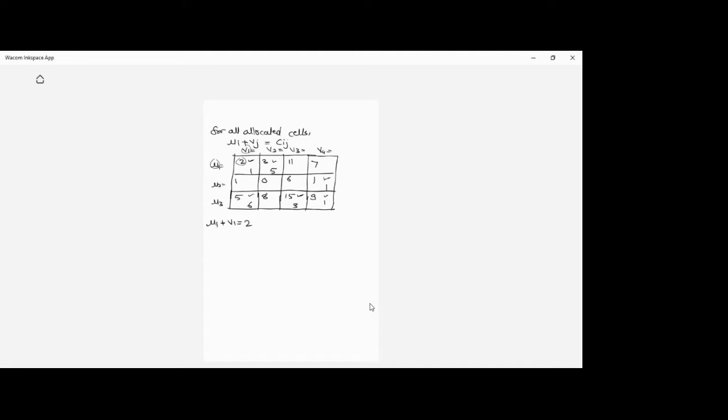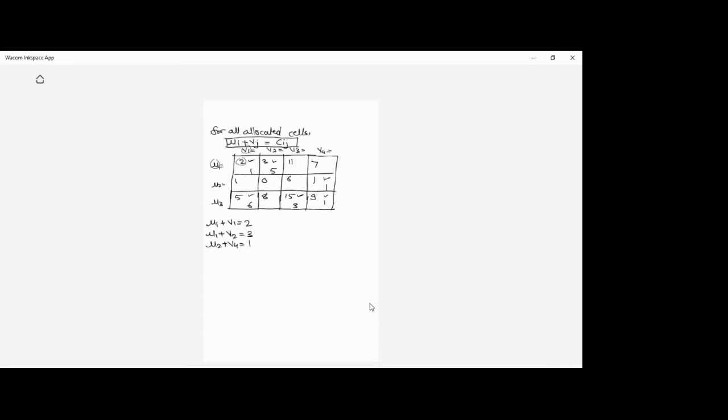So this formula we are repeating, right? We are going to just put these values in this equation: Ui plus Vj is equal to Cij. So what I have written is u1 plus v1 is equal to 2, right? Similarly for the next cell, I can write u1 plus v2 is equal to 3, right? For the next allocated cell in row 2, I can write u2 plus v4 is equal to 1.